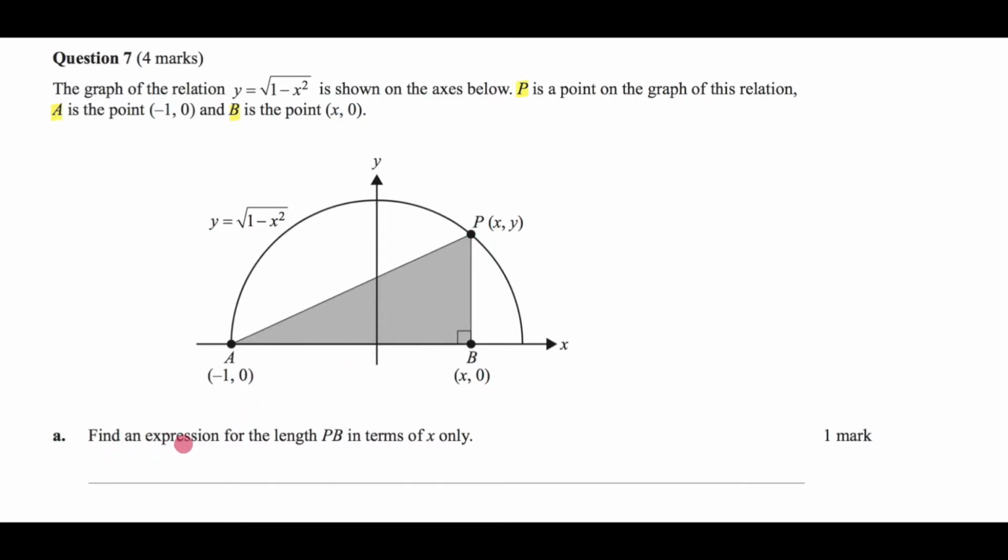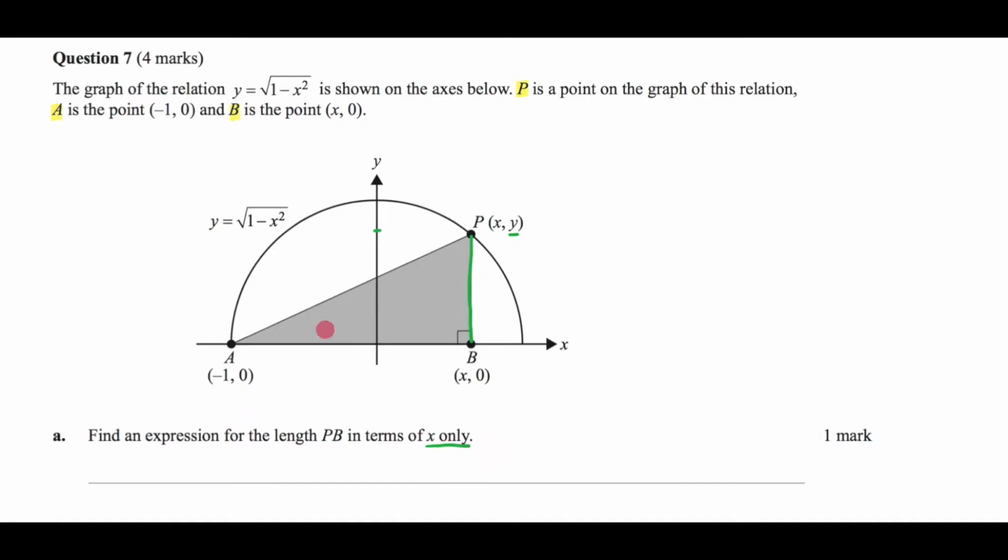We need to find an expression for the length PB in terms of x only. So this right here, this length right there. Well, that length is simply going to correspond to that length. So whatever this value here is, that's simply my y value. The length of PB is simply the height of this triangle, and the height is simply going to be what my y is. But I need to give my answer in terms of x only.